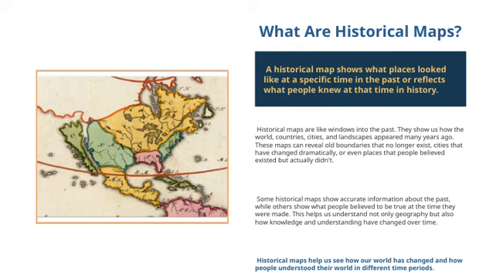This distinction is really important because it helps us understand not just geography, but also how knowledge and perceptions have evolved over time. By studying these maps, we can see how our world has changed, how borders have shifted, how cities have grown or transformed, and even how some places once thought to exist actually didn't. Overall, historical maps give us a fascinating glimpse into the past and help us appreciate how people's understanding of their world has developed through different eras.